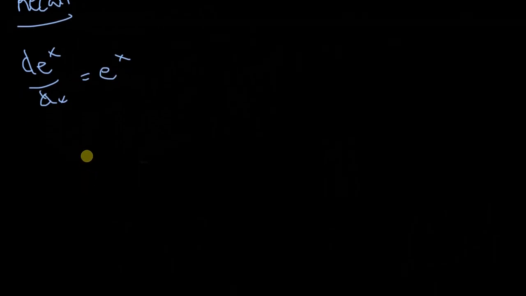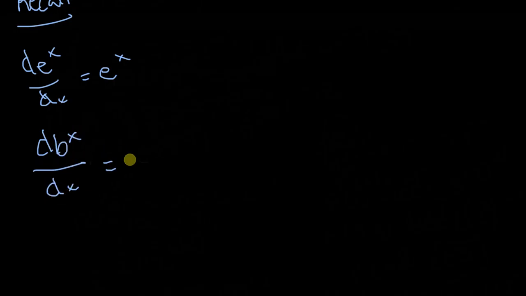So a recall. Okay. So we learned in this video series that the derivative of e to the power of x with respect to x is e to the power of x. We also learned that the derivative of a base to the power of x with respect to x, the base being any number, is just going to be the base to the power of x times the natural log of b. Okay?